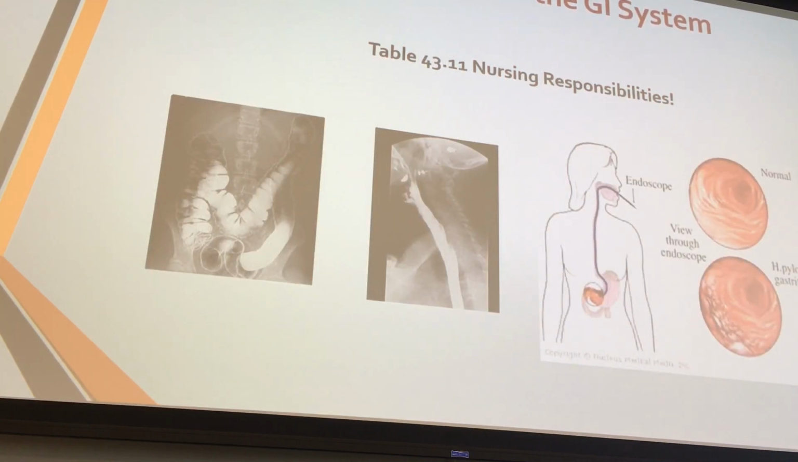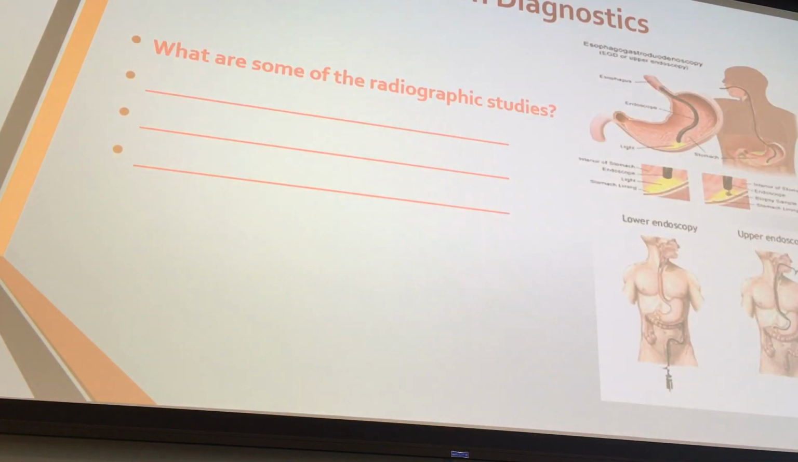Nursing responsibilities. We briefly went over some of the diagnostic studies in the GI system. The important thing is that you recognize what kind of diagnostics doctors are going to be doing for what test. So let's talk about endoscopies and upper endoscopies. If you have a patient who is going to have either an upper endoscopy or lower endoscopy, what is the nurse's responsibility? You prep them, right? Are they going to be NPO? Yeah, they're going to be NPO status.